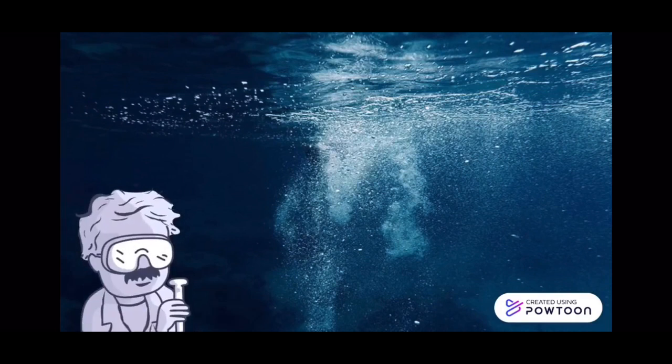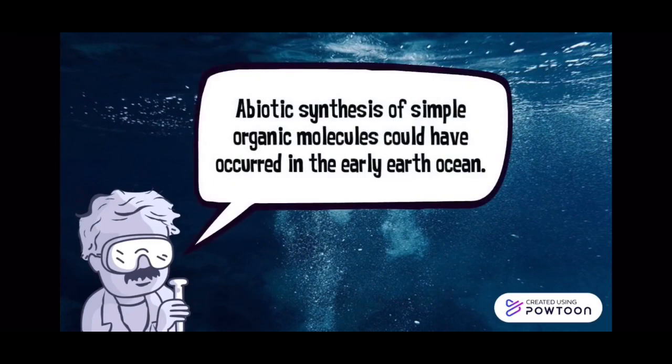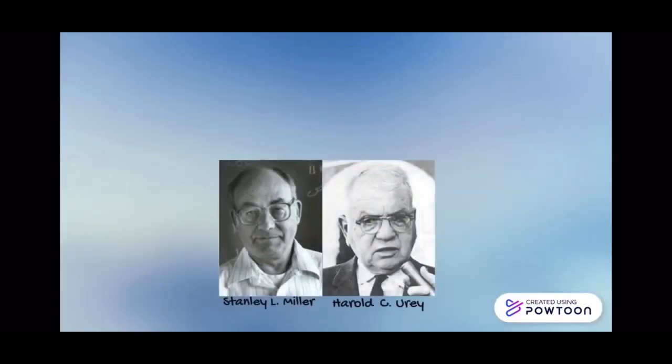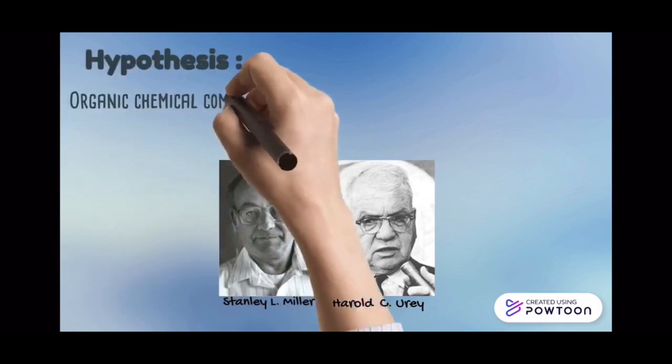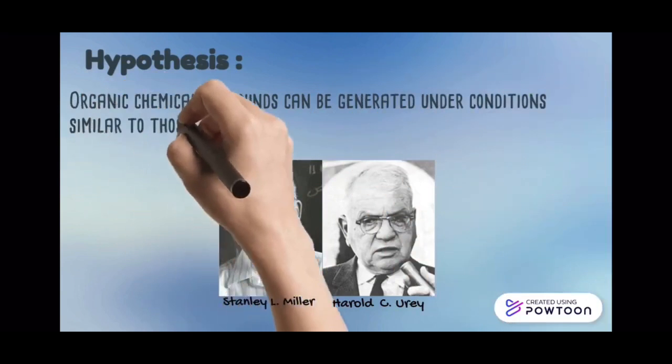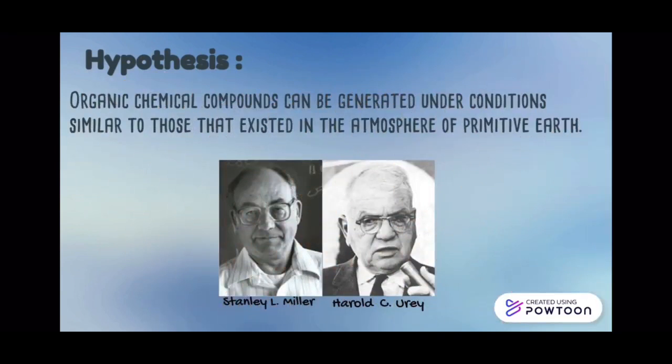As we know, water is essential for living things, and this led researchers to believe that life actually began in the oceans. Scientists began to experiment to try and prove that abiotic synthesis of simple organic molecules could have occurred in the early Earth oceans. One of the most famous experiments concerning this hypothesis was that of Stanley Miller and Harold Urey in 1953. Their hypothesis stated that organic chemical compounds can be generated under conditions similar to those that existed in the atmosphere of primitive Earth. The experiment went like this.